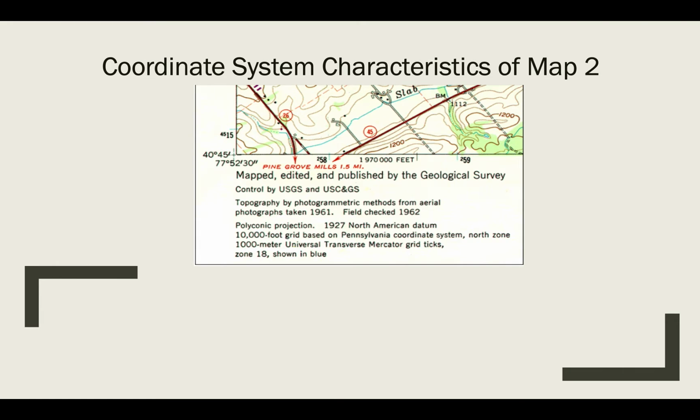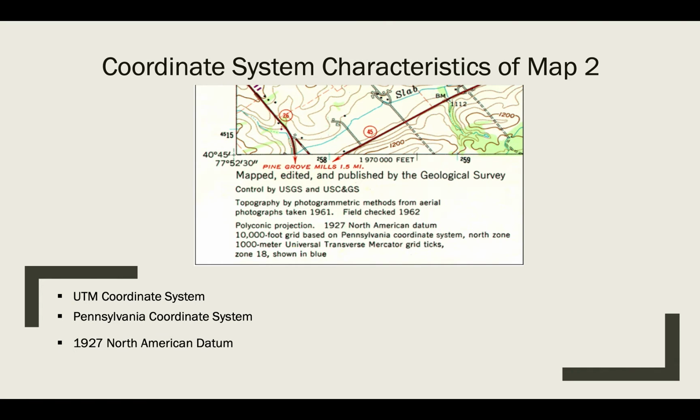Last, we move on to the coordinate systems for Map 2. Here we see the UTM coordinate system, the Pennsylvania coordinate system, and NAD 27. When using the UTM coordinate system, we see distortion as the area of interest gets closer to the North Pole. However, scale distortions are avoided due to the nature of the UTM zones.